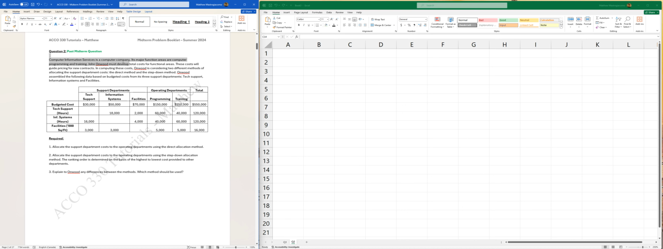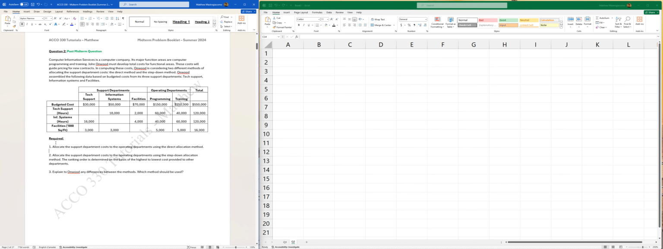Computer Information Services is a computer company. Its major function areas are computer programming and training. Okay. Now, John Onwood must develop total costs for functional areas. These costs will guide pricing for new contracts. In computing these costs, Onwood's considering two different methods of allocating the support department costs: the direct method and step down. Onwood assembled the following data based on the budgeted costs from his three support departments: tech support, information systems, and facilities.